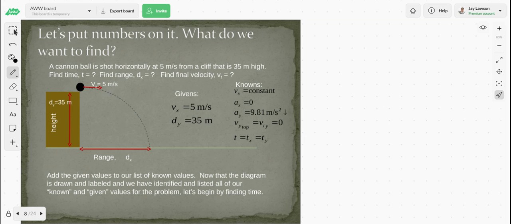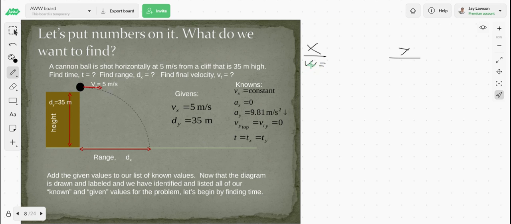So it says find the time t and the range d of x and find the final velocity. Okay, so this is what the problem tells me. I'm going to write my givens. Okay, my givens are here and my knowns are here. All right, and I'm going to break this into x and y's, and that's where I'm going to do my work. I'm going to write everything I know in the x direction and everything I know in the y direction.